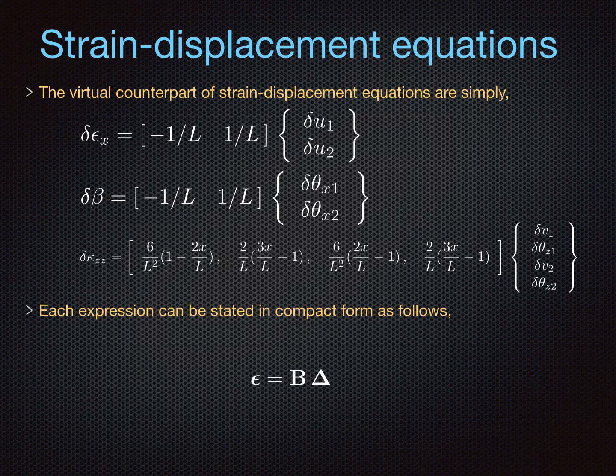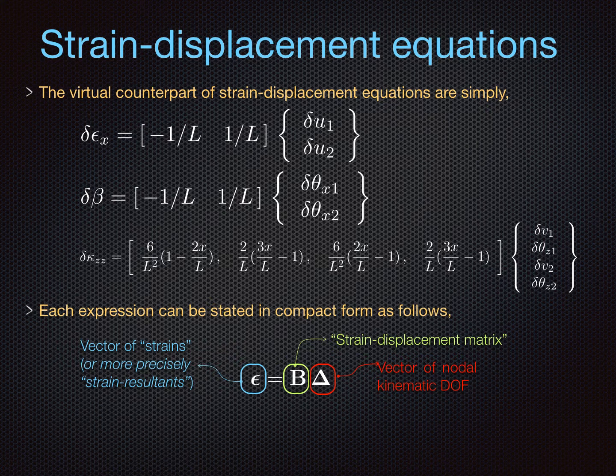The strain, whatever the strain quantity is, equals a B matrix that multiplies a delta vector. Epsilon could be a vector of strains, or in this particular case, it's not really appropriate to call what we have on the left-hand side strains because curvature is not a strain, but rather a strain resultant of sorts. And on the right-hand side, we would have the B matrix, the strain displacement matrix, and the appropriate vector of nodal kinematic degrees of freedom.